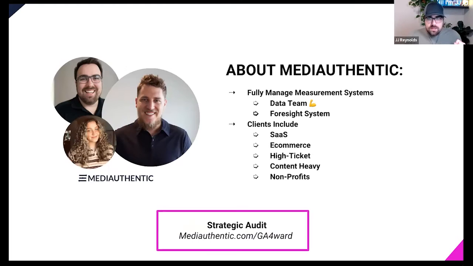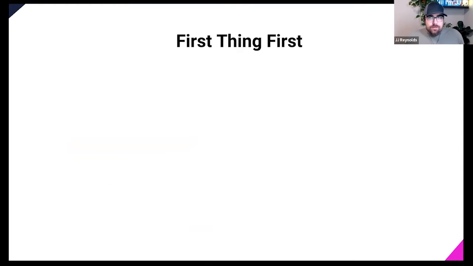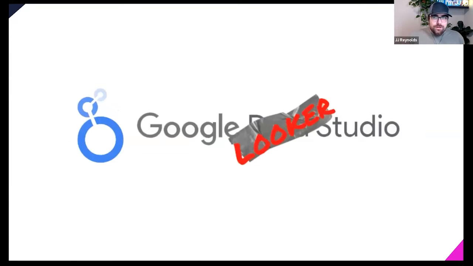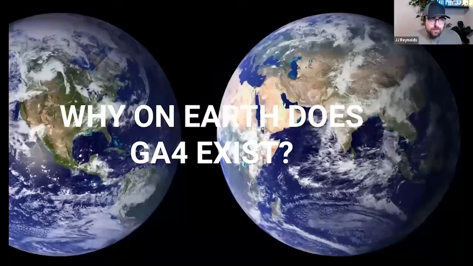So the first thing that we need to talk about is that Data Studio is no longer called Data Studio. It is called Looker Studio. So I fixed it for Google right there. Problem solved. So why on earth does GA4 exist? Because this is something that we really need to understand while we are building out our plan for visualizing our GA4 data. And there's going to be a lot of talks about this, but I'm just going to do the most brief overview of why this exists.